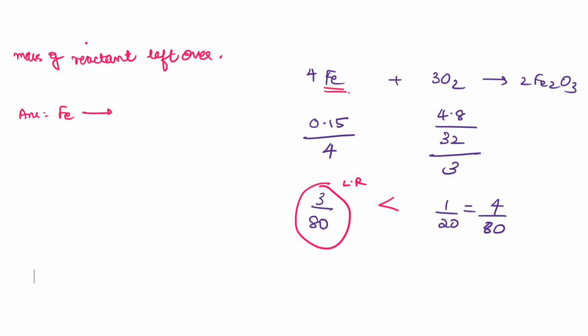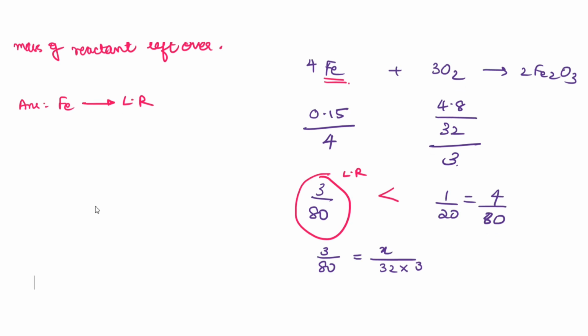Second part of the question, we are required to find the mass of the reactant which is left over. So what should we do? We should equate 3 by 80 to x by 32 into 3. Here x represents the amount of oxygen which is consumed in the reaction, that is the given mass by molecular mass 32, divided by the stoichiometric coefficient, which is 3. So that's why I've written 32 into 3.